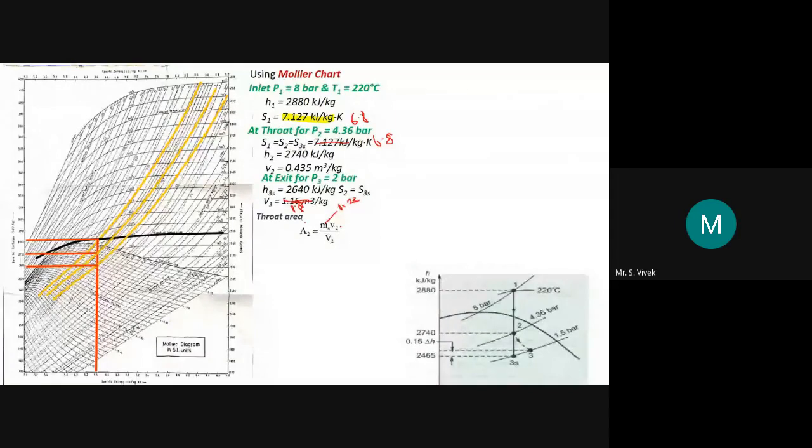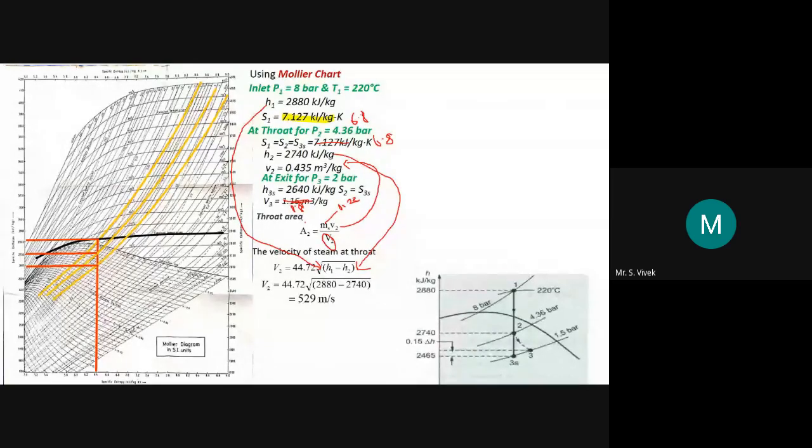I'm going to substitute v2 from here. That is 0.4. And the only parameter which we don't know is V2. Now I'm going to find out V2, velocity. We know the formula: V2 is equal to 44.72 into root of h1 minus h2. So substitute h1 from here and h2 from here. You will get V2; it comes around 530 meter per second.